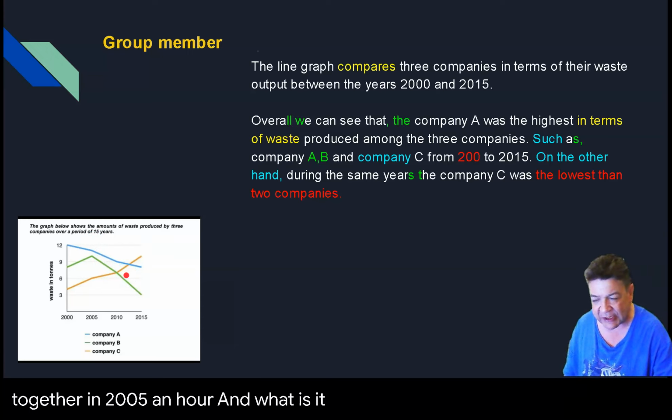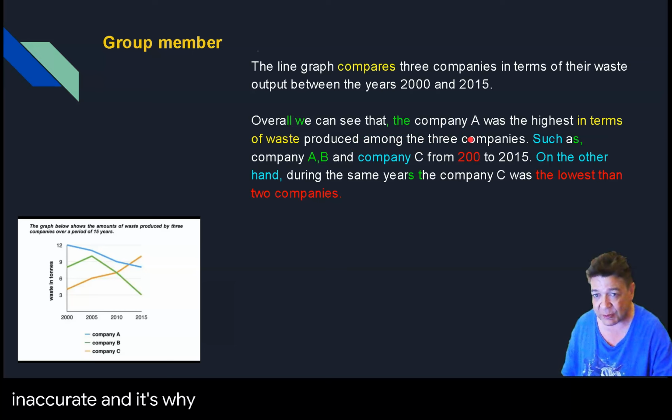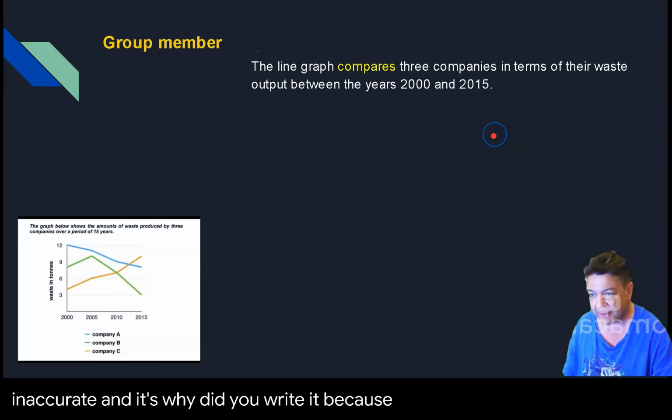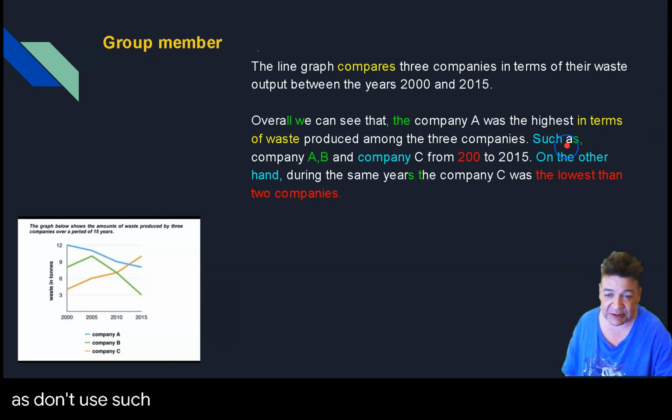And what does it even say that? I mean, because at the end of the time, as you can see, it's not the highest anymore. It's second highest. So, what's the highest? Your first line of your overview is inaccurate, and why did you write it? Because you're a slave to the highest and lowest. Whoops. Such as. Don't use such as at the start of a sentence.